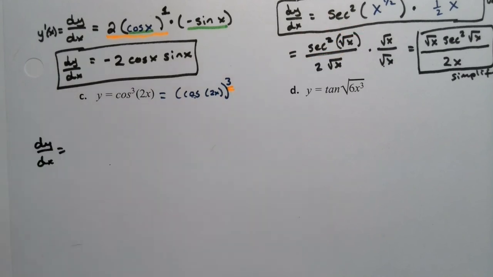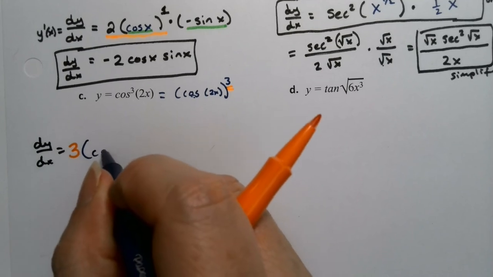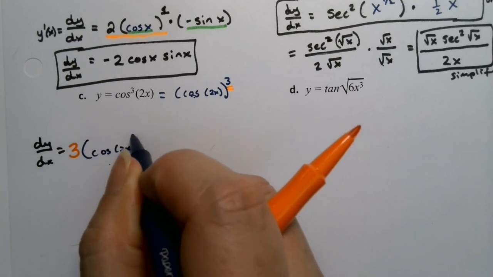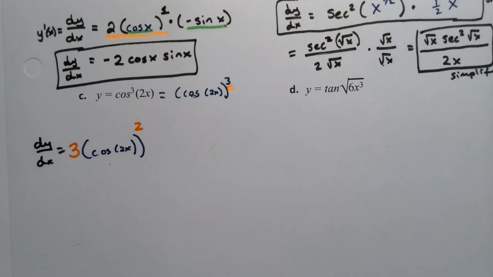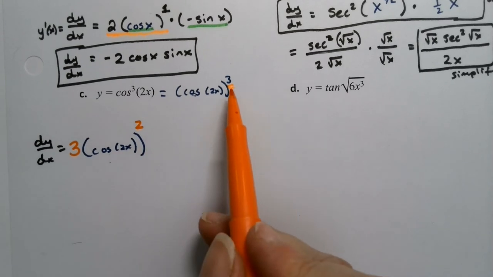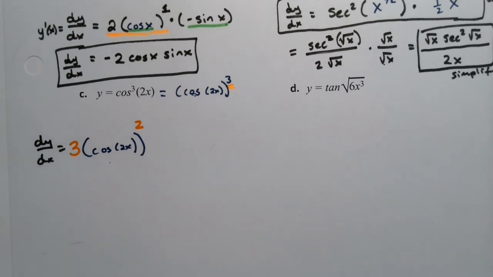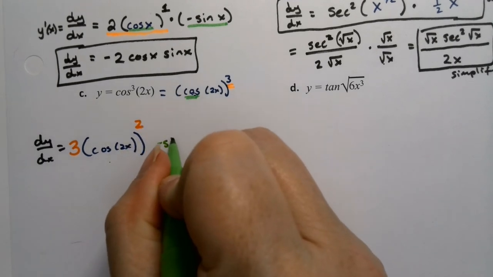I'll take 3, leave everything else in there, to the 2 power, right? So I took the derivative of cubing. Now I'm going to take the derivative of the cosine part, right? So the cosine part's right here. So I'm going to take the derivative of cosine, which is negative sine, but then I'm going to leave the 2x alone.